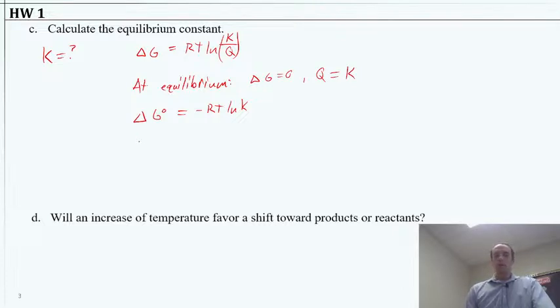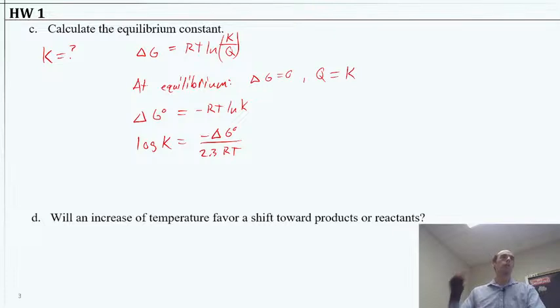The book, if you want to, you can convert natural log to a log. It doesn't really matter too much to me, but a lot of people will report this equation doing just that to say, okay, log K is equal to negative delta G naught, standard Gibbs free energy, divided by 2.3 RT. The 2.3 is just converting from natural log to log.